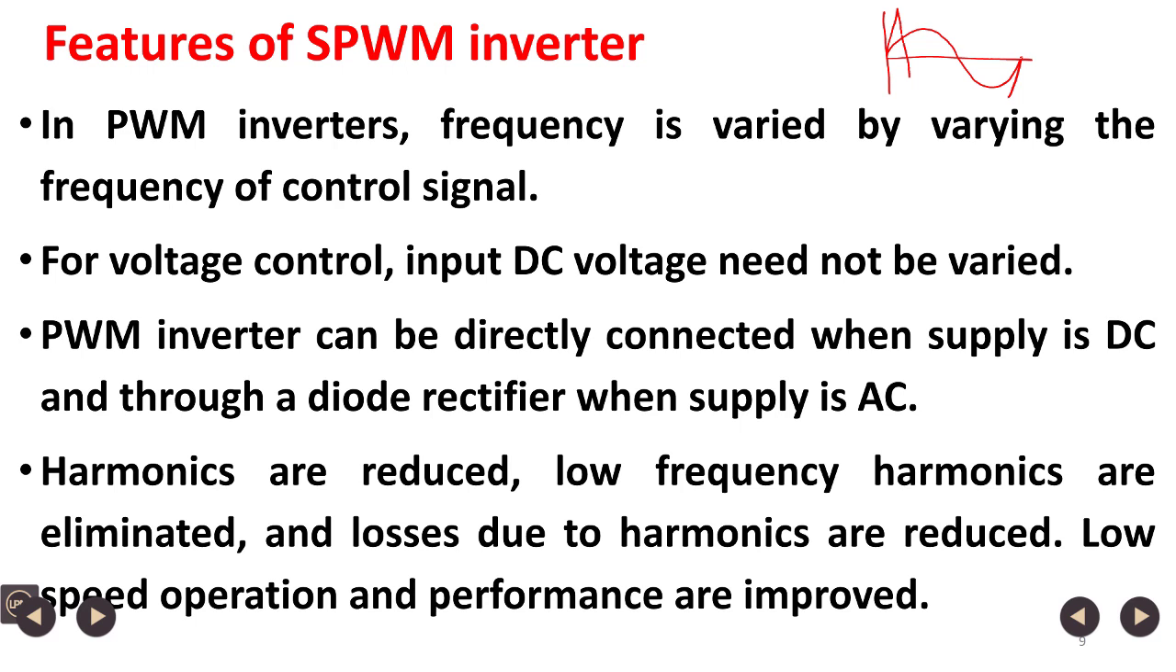So, frequency of the output is varied by varying the frequency of the control signal. Output frequency is the same as the frequency of the control signal. For voltage control, input voltage need not be varied as in the stepped wave inverter. In this case, voltage control can be done within the PWM VSI by varying the modulation index. Output voltage can be varied. Input voltage need not be varied. Constant input DC voltage is sufficient. So, the PWM inverter can be directly connected when supply is DC and through a diode rectifier when supply is AC. So, fixed DC is sufficient for PWM VSI.